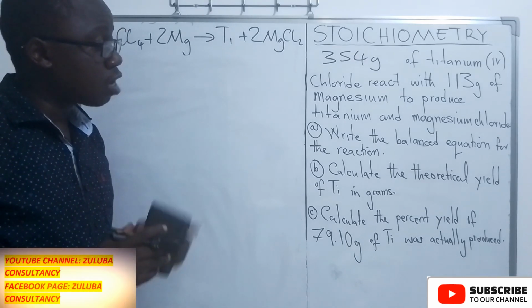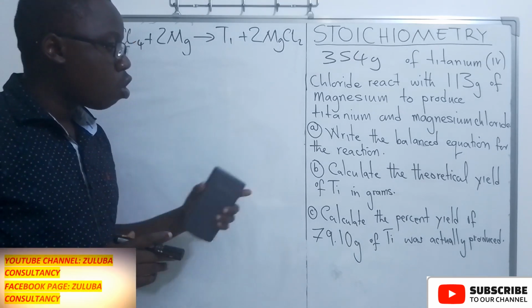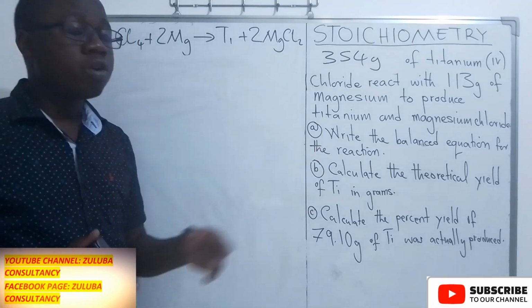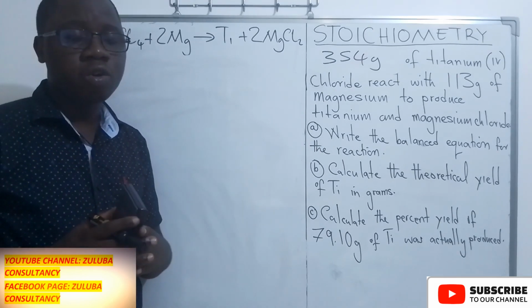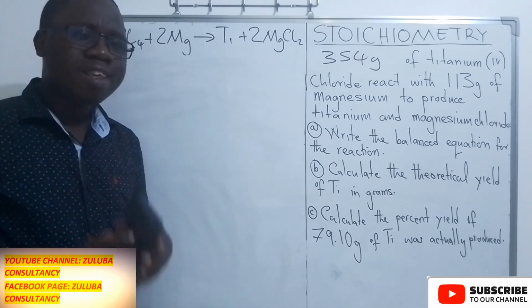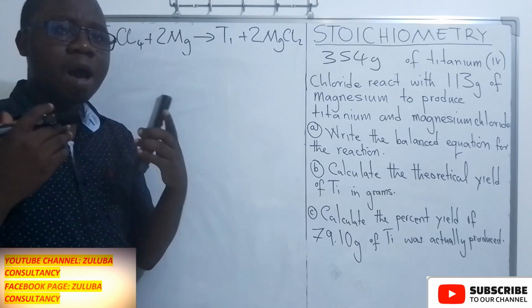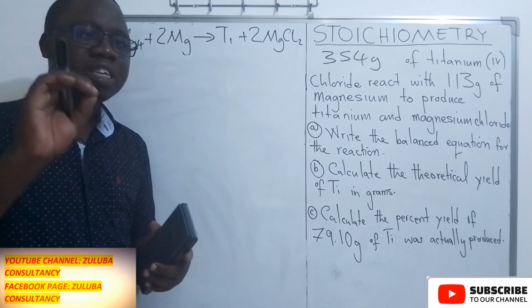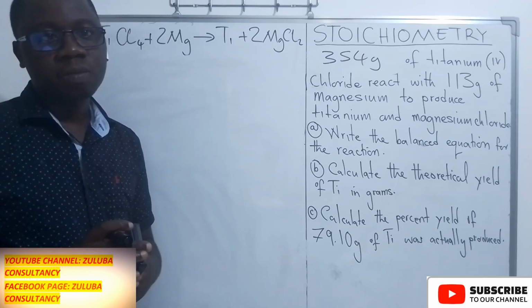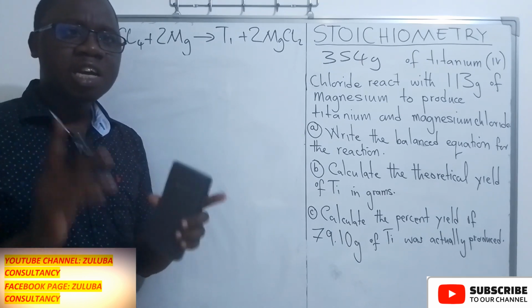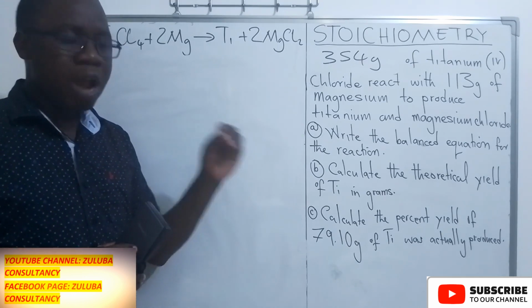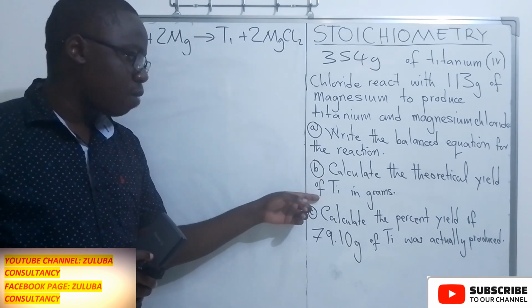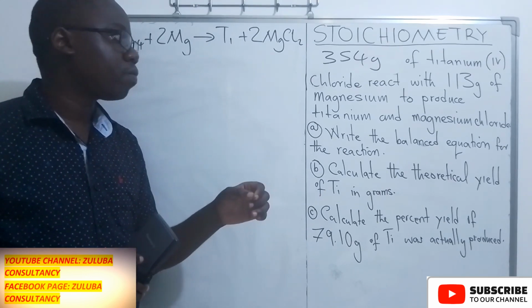The question is asking us to calculate the theoretical yield of titanium in grams. Now, for us to get the theoretical yield, we need to understand what a theoretical yield is. By definition, a theoretical yield is the amount of product that can be produced if all the limiting reagent reacts. So this leads us to know what we need to do to calculate the amount of titanium that can be produced in grams.